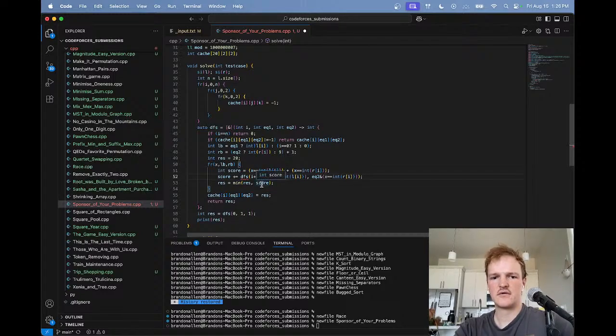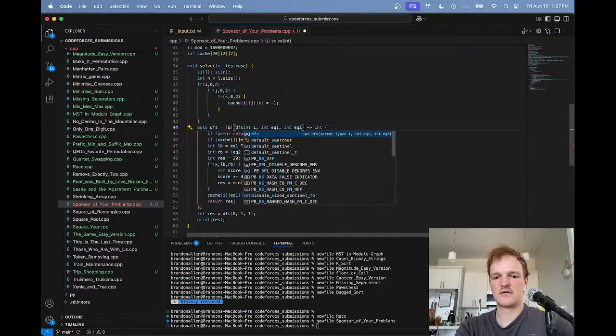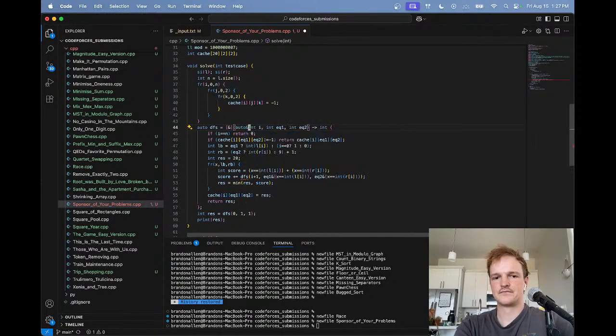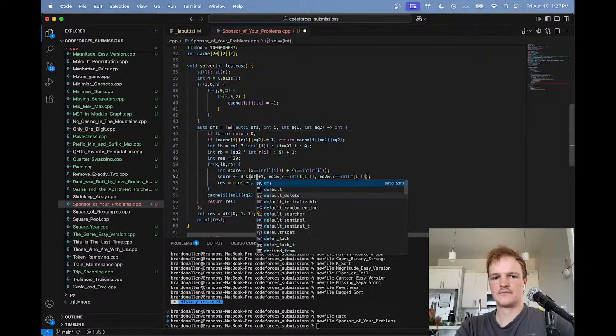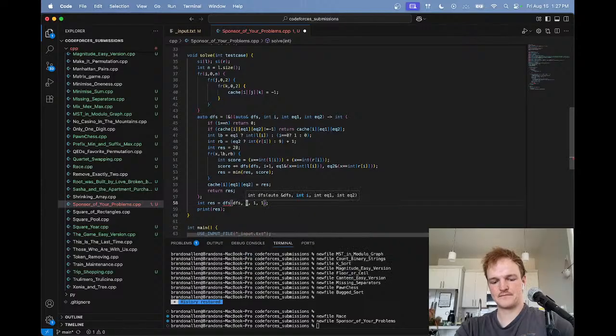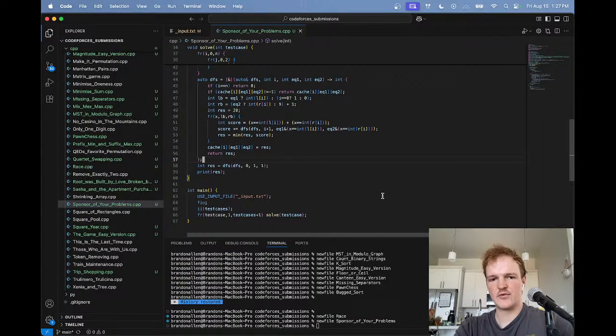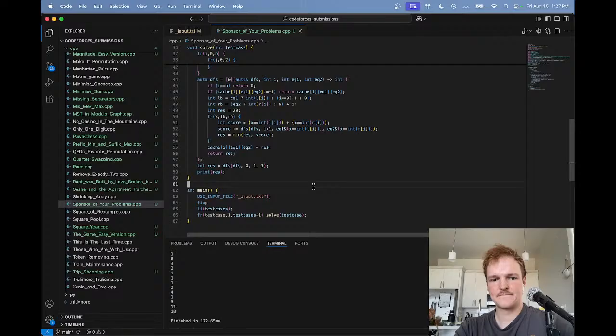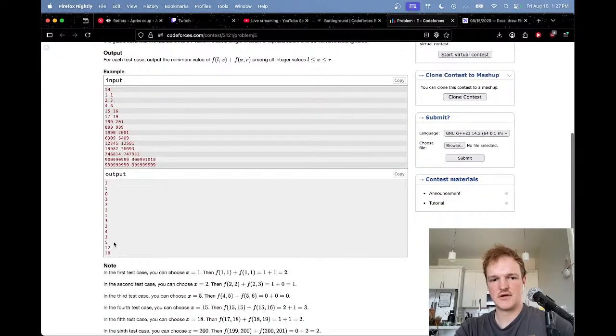Looks pretty good. So what's the problem here? I have that. DFS takes 3 things. I'm putting 3 things in. A variable declared with an auto type specifier cannot appear in its own initializer. So I think I do need to say like, which is fine. Okay, that looks pretty good. Looks very good.